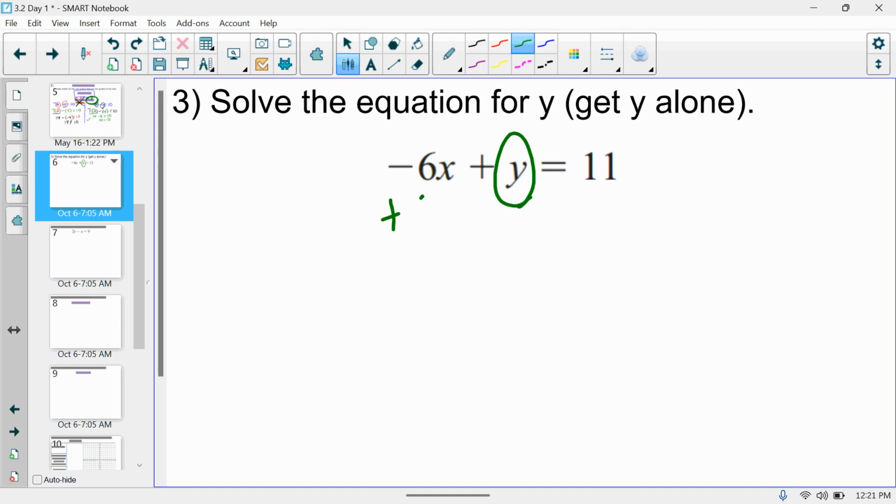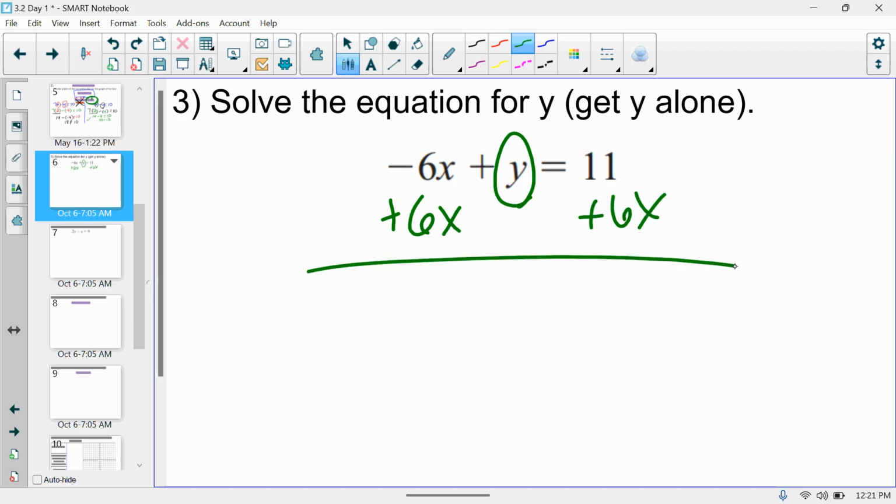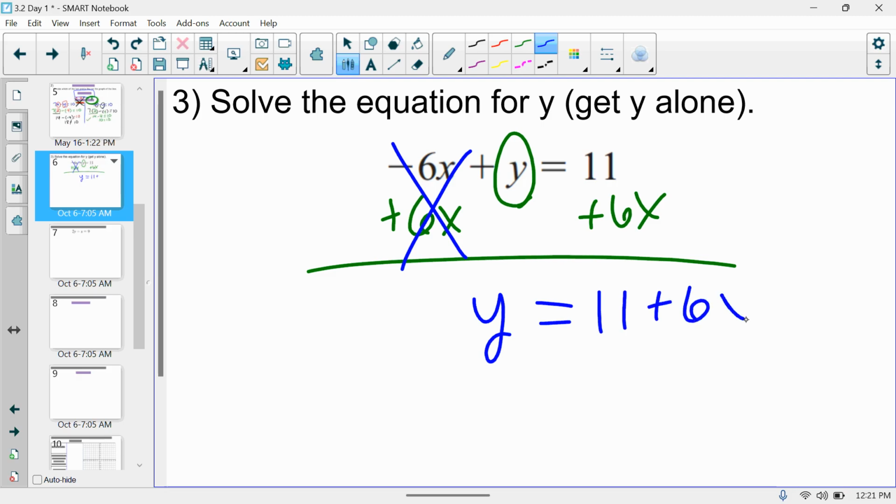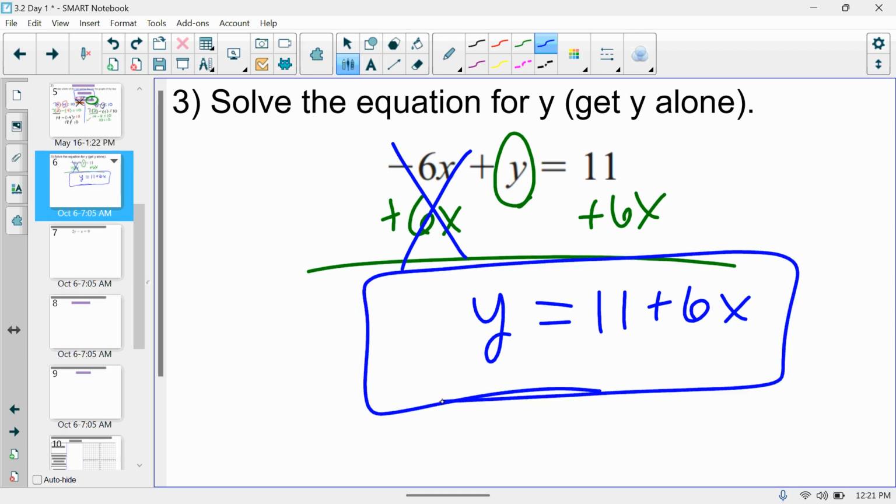Did we remember that we need to add 6x to both sides? Because carry down that equal sign, -6x plus 6x is 0. The x's would be gone and y would be alone. But guys, did we remember that on the right side, we have to just write 11 plus 6x. Those are not like terms. We can't combine them together. So that whole thing is our answer, okay? Questions on that so far at all?